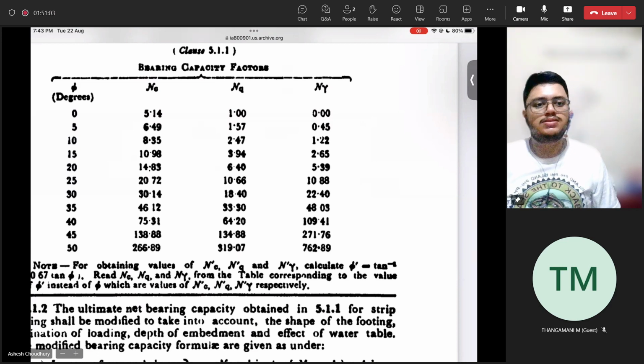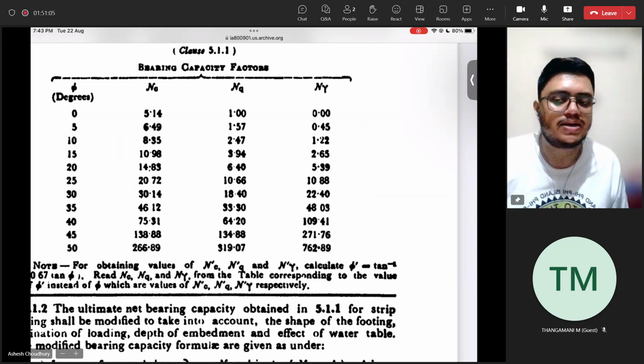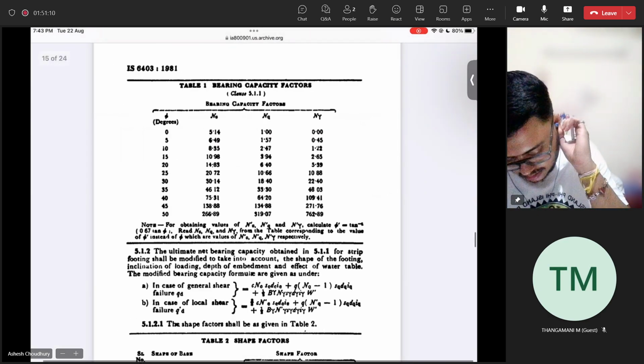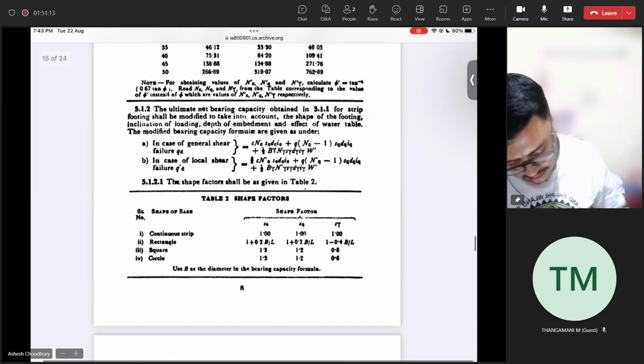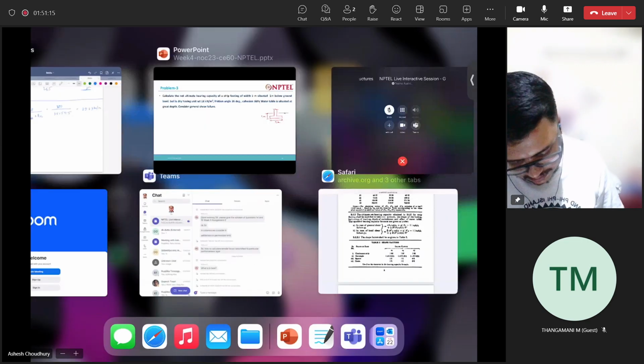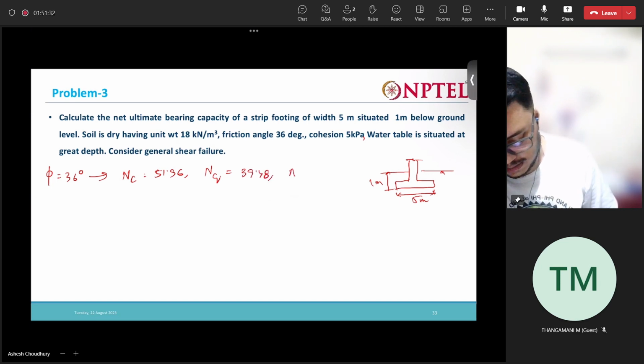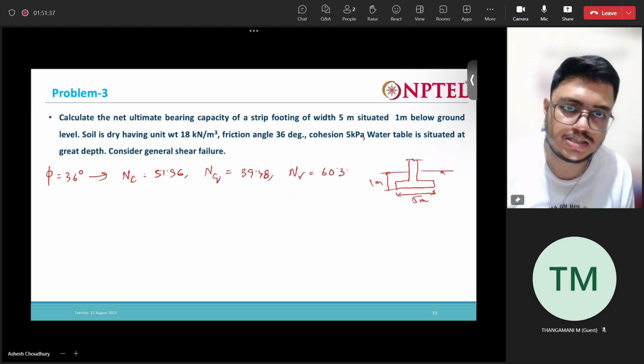So how did we get this? We just linearly interpolated between 35 and 40 to get the value for 36 degrees. Alright, so let me just write that down. Phi is equal to 36 degree. Check these values yourselves, okay? Don't just rely blindly. There might be mistakes in this calculation, I might have made some mistakes. So check yourself, and if there is any mistake, please feel free to tell.